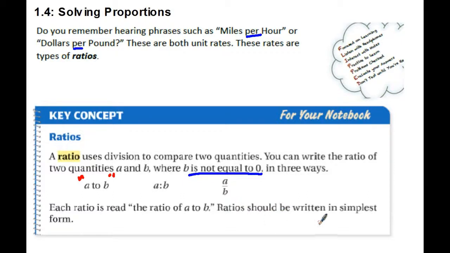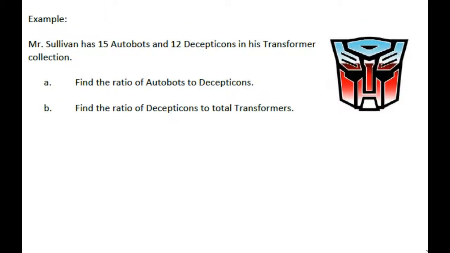Okay, and we're always trying to write ratios in the simplest form. What does that mean? It means that we want to reduce. So anytime you have a ratio, you always want to get it to its simplest form, which is to reduce the fractional ratio that you have. Okay, so let's look at an example of how to use ratios here.